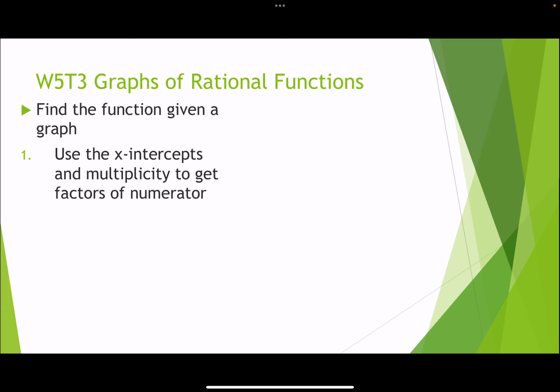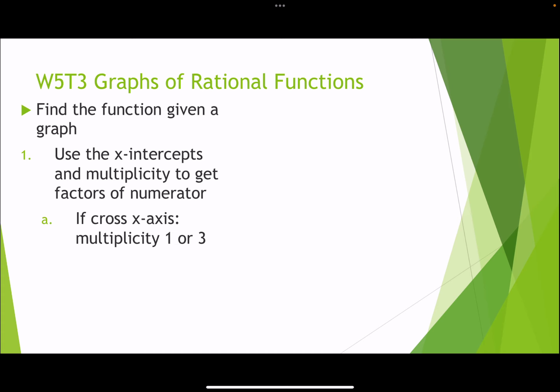All right, so what if we are asked to find the function when we're given the graph? Okay, so that's a little bit of a different question. First thing is we want to use the x-intercepts and the multiplicity to get factors of the numerator. The x-intercepts will give us all the factors of the numerator. If it goes through, it's multiplicity 1. If it touches, multiplicity 2. If it flattens out, multiplicity 3.